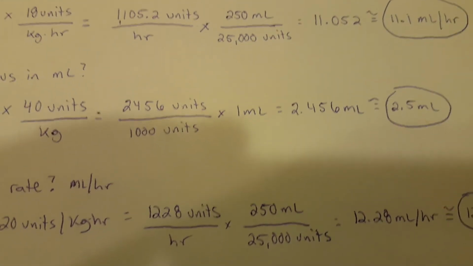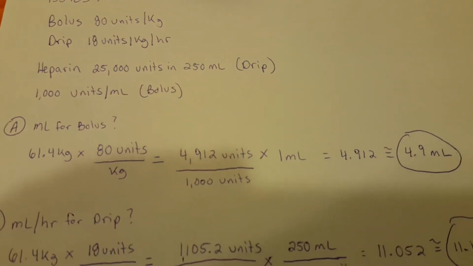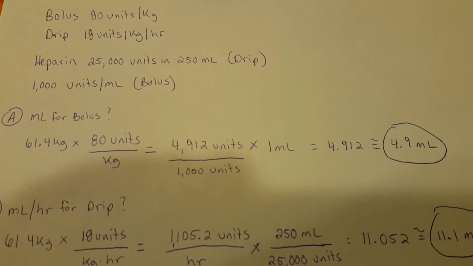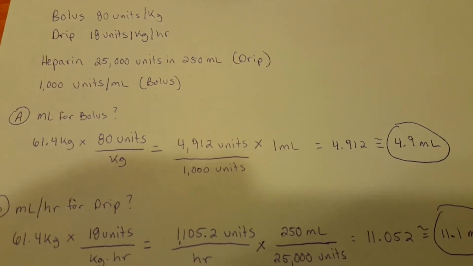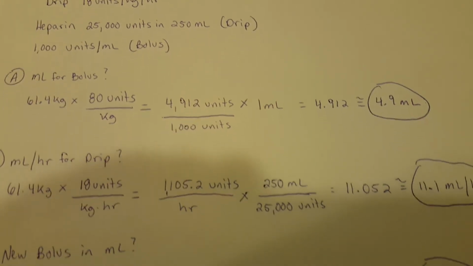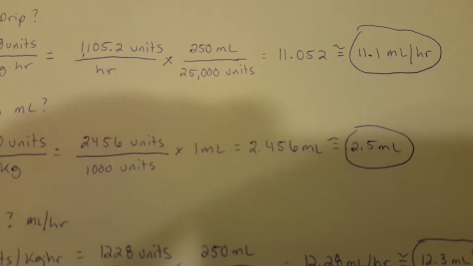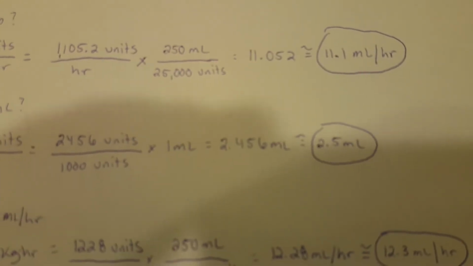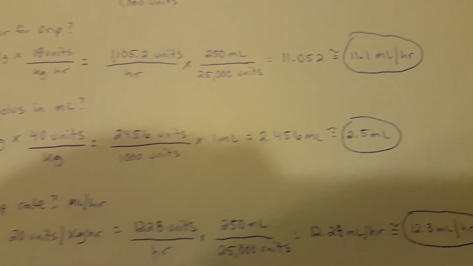We get 2,456 units. Again, we're going to divide by that bolus strength. Keep in mind, think of the bolus strength as a separate needle that contains that, and then you're just going to bolus dose that into their IV. Again, we multiply by 1 milliliter, we get 2.456, which is approximately 2.5 milliliters once we round to the nearest tenth.